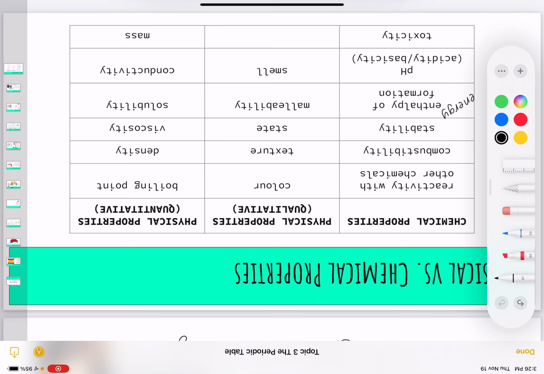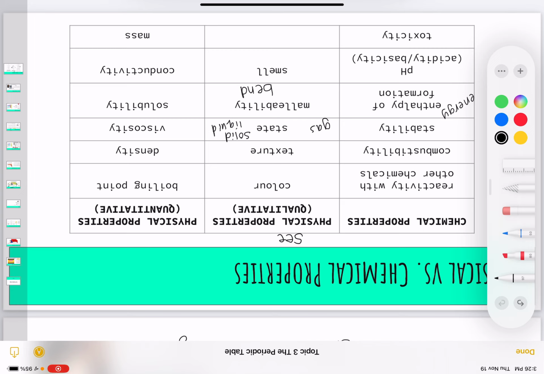So some physical qualitative properties, these are things that we can see. So qualitative is seeing. These are color, texture, state, so whether it's solid, liquid, or gas, how malleable it is, so that means how we can bend it. And then how it smells. So if you see, or if you can smell something different, that could definitely be a physical property that you would write down.